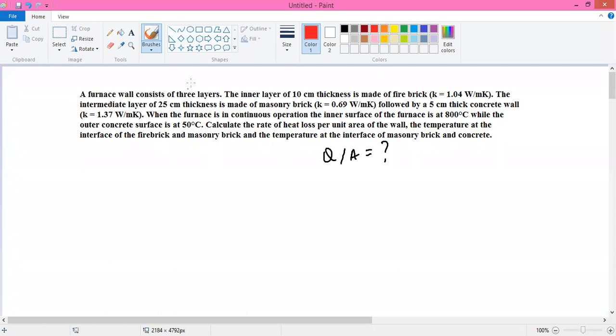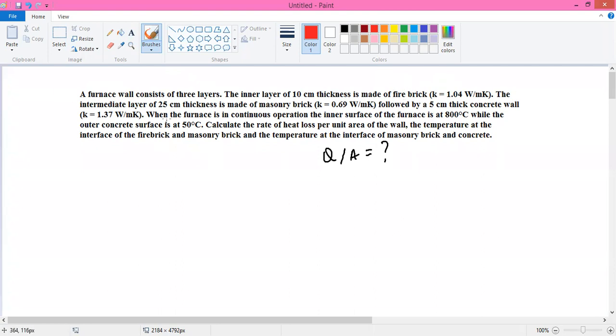Before we go into the problem, first read out the problem. The furnace wall consists of three layers. The composite wall has three layers, and the inner layer has a thickness L1 of 10 centimeters, made up of fire brick. The thermal conductivity is given as K equal to 1.0 watt per meter Kelvin. So the first element is a fire brick.